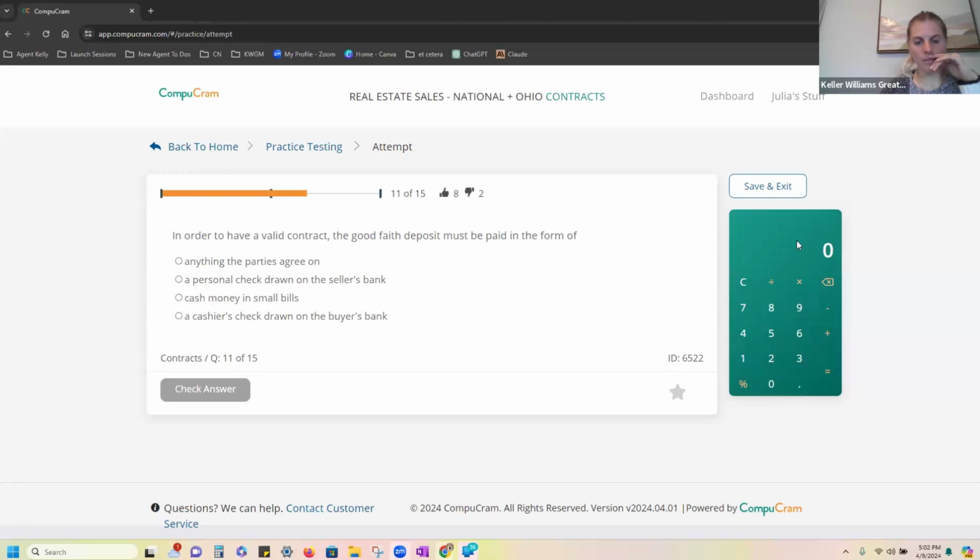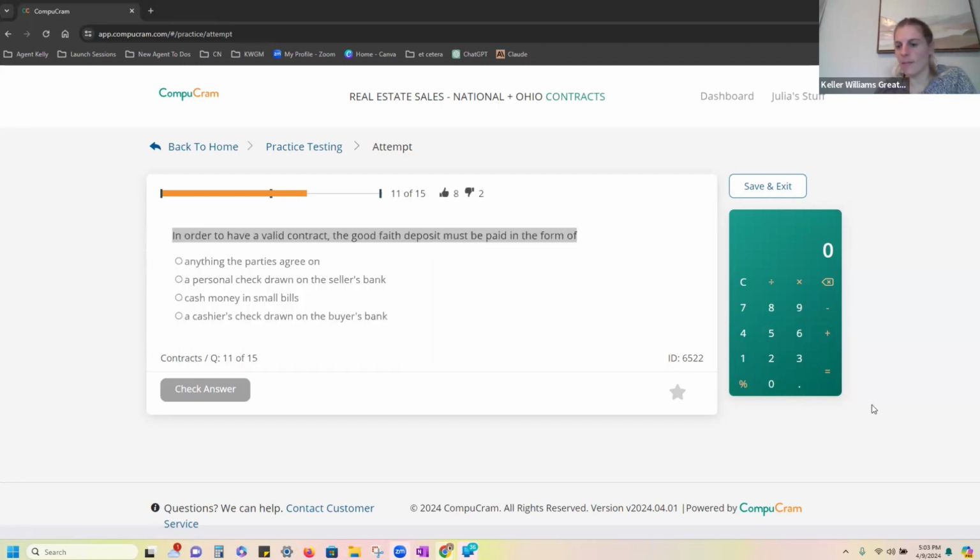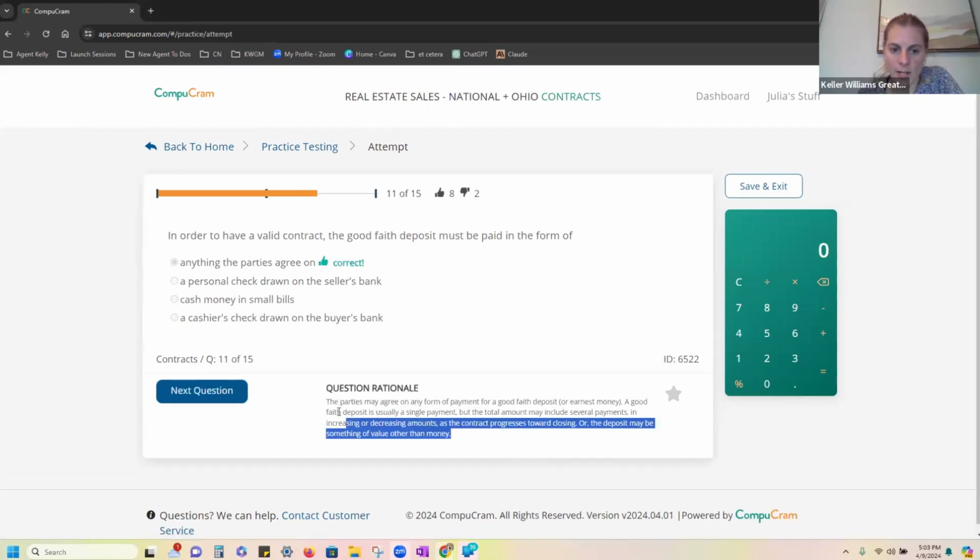In order to have a valid contract, the good faith deposit must be paid in the form of A, anything the party agrees on, B, a personal check drawn on the seller's bank, C, cash money in small bills, or D, a cashier's check drawn on the buyer's bank. Right, we have A, anything the party agrees on. And that is correct. Good job.